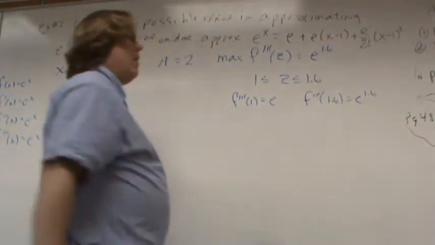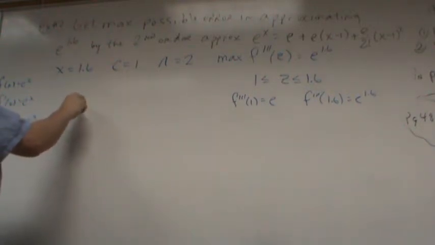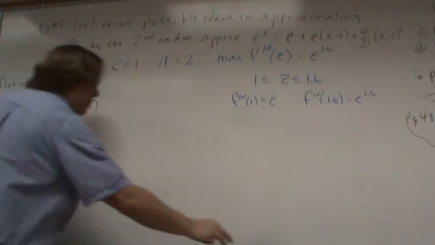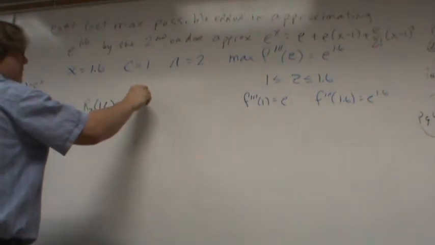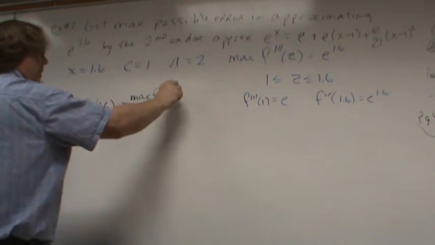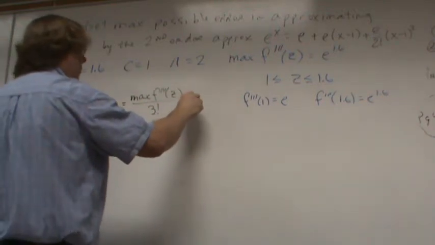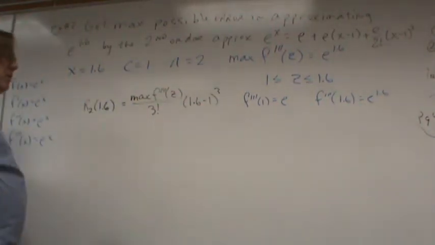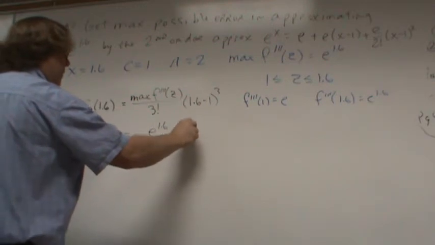Okay. So now that you got all those values, guess what? We're done. All I have to do now is plug into the Lagrange form of the remainder. The remainder in the second order approximation evaluated at 1.6 is going to be the maximum value of the third derivative evaluated at z over 3 factorial times 1.6 minus 1 taken to the third power. That is, it'll be e to the 1.6 over 6 times 0.6 to the third power.